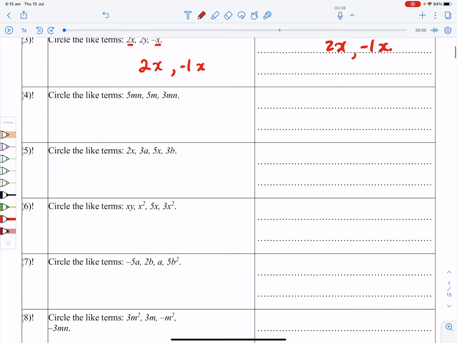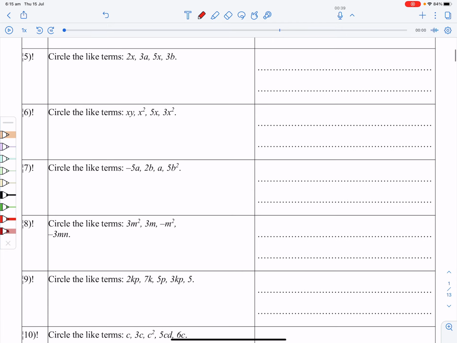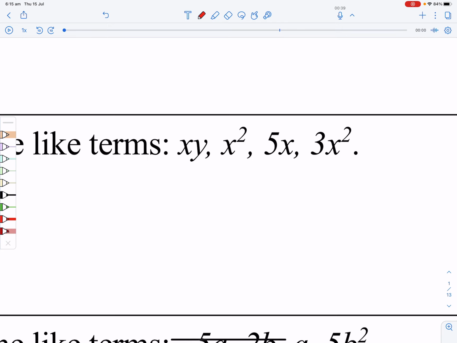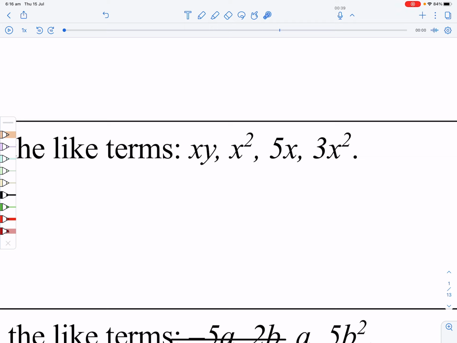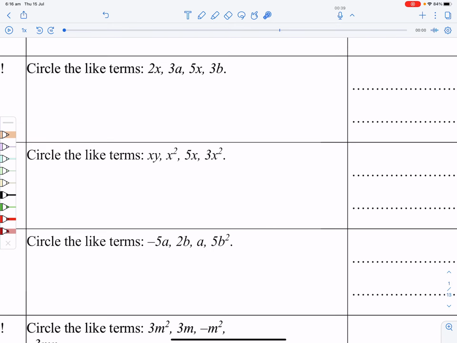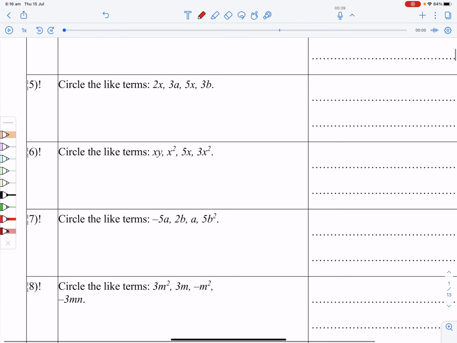Let's skip a few now and go to question 6. You can see here we have the 3x squared, the x squared and the 3x squared. They are the like terms. This is not the same as these two here, because the 5x, the x is on its own, where the other two have x squared. So the like terms here are x squared and 3x squared.